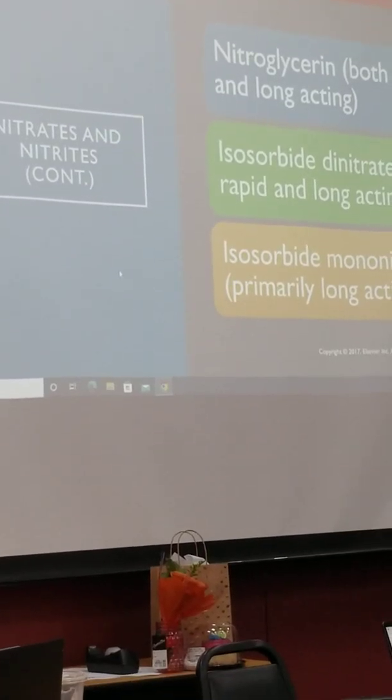So, let's talk about this real quick. When does your heart oxygenate? On systole or diastole? Diastole. So this is just a little bit of fun stuff. Any questions on this? Drugs, vasodilators? No? You good.